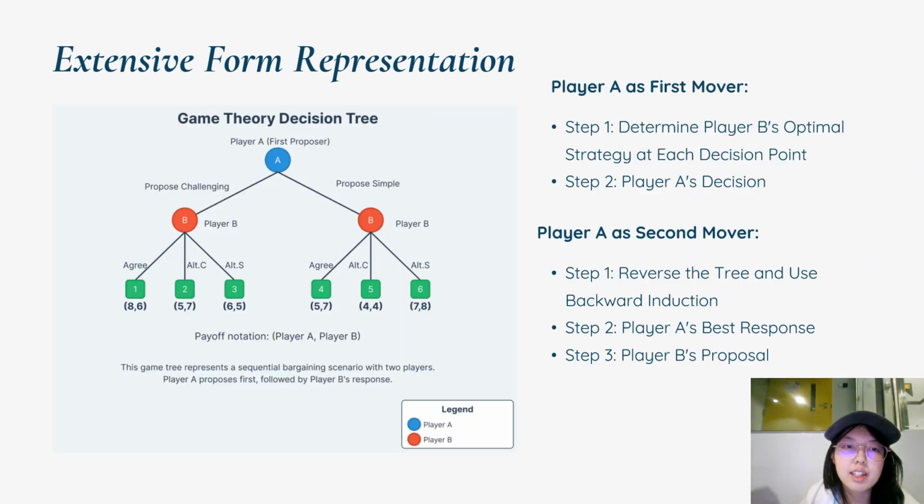Let's move to the extensive form representation part. Player A, as the first mover, has to determine player B's optimal strategy at each decision point first, and then make the decision. When player A is the second mover, he has to reverse the tree and use backward induction first, and then player A can make the best response. At last, player B's proposal.